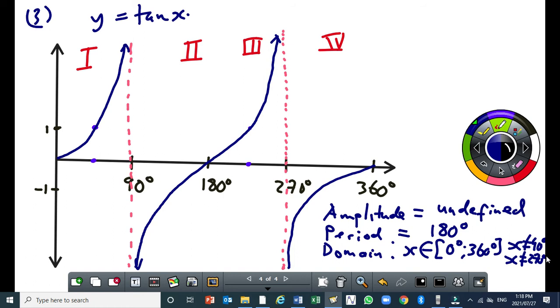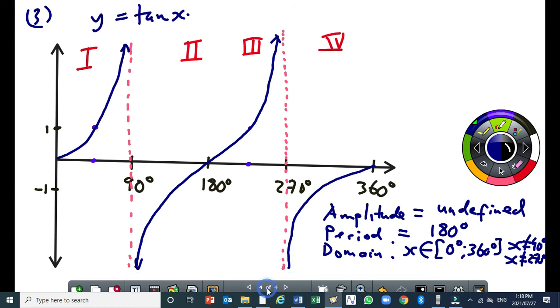So if you get a question asking you about the domain for the graph of tan, you have to mention that where there are asymptotes, the graph is undefined. Okay, we don't include those values.